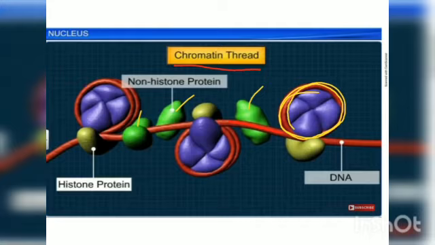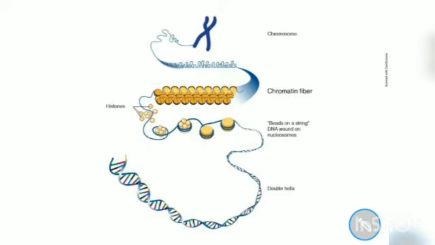Another thing you have to remember: during the course of cell division, that means when the cell undergoes cell division, at that time your chromatin fiber condenses to form chromosome. Look at here, in this diagram you can understand perfectly. Here is the chromosome, and that chromosome contains your DNA thread or your chromatin thread. These are the chromatin threads.